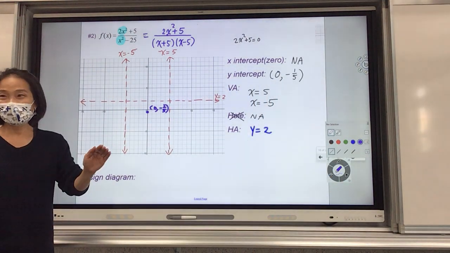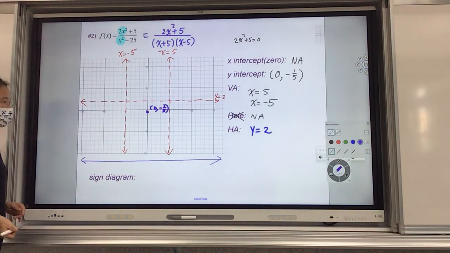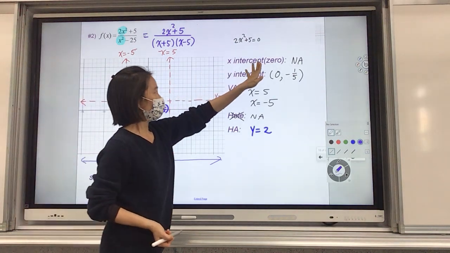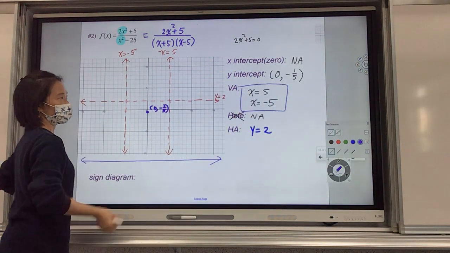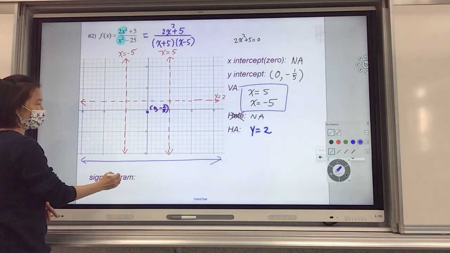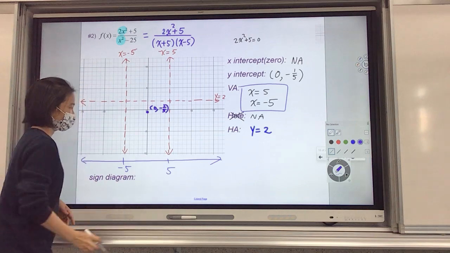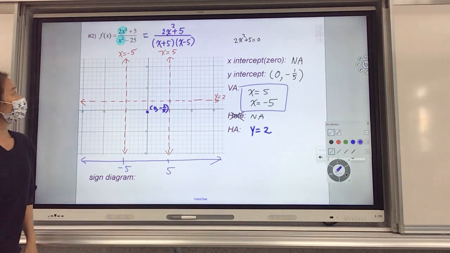Another strategy is to create a sign diagram, right? Since I don't have an x-intercept, the only thing I need to put down on the number line is the vertical asymptotes, those 2 values, negative 5 and 5. Great. 3 intervals for me to check.